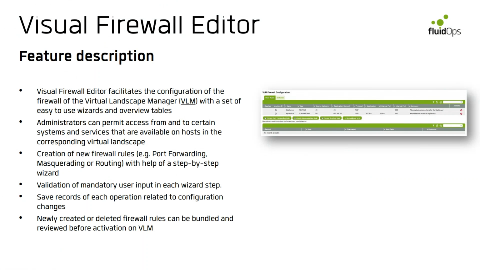The configuration can be done straightforward from an editor that is available on the wiki page of a VLM. The editor provides an overview of all rules that have been defined by users as well as rules that have been provided by the system, for example for published endpoints. The creation of new firewall rules, for example port forwarding, masquerading, or routing, is done by a step-by-step wizard, which guides the user through the individual steps.